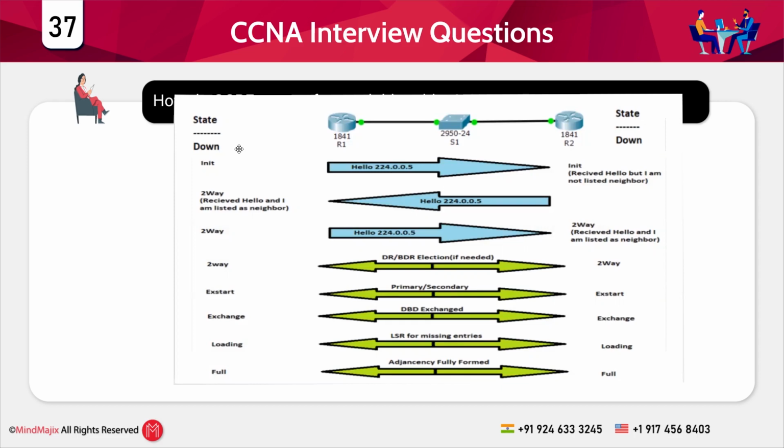Initially it is in the down state. When you run the router OSPF command, router OSPF 1, process ID 1 suppose, and you give the network, suppose here we have network 192.168.1.0, it goes into init state and starts sending hello packets over this link, and R2 will receive this. It will also enter into init state. But there is no neighbor mentioned in the OSPF hello packets from R1, so for R2 this will be init state.